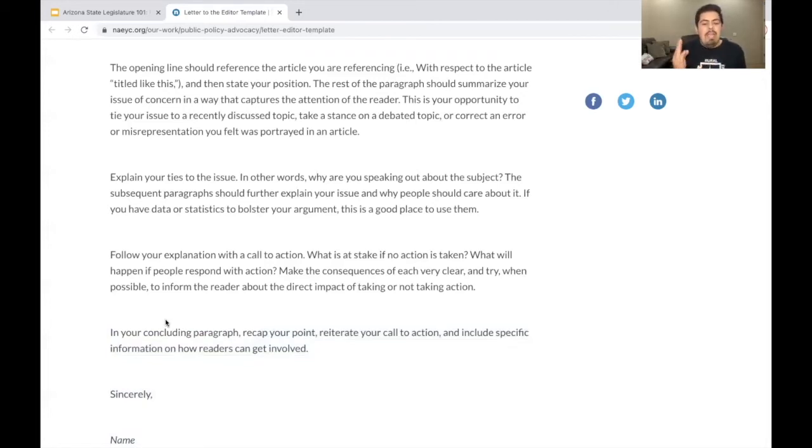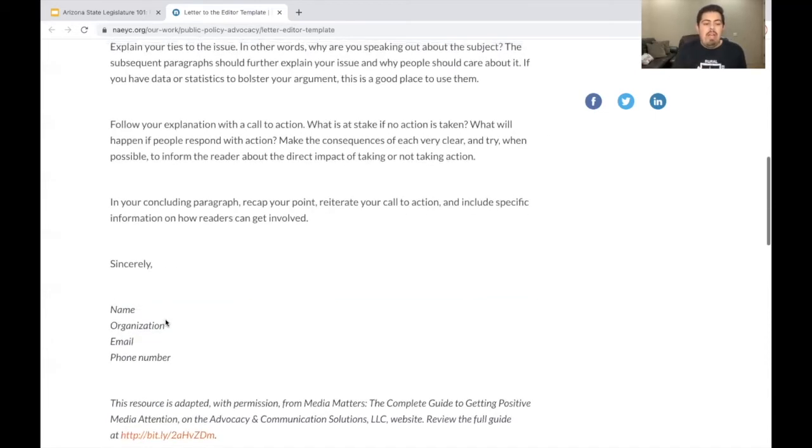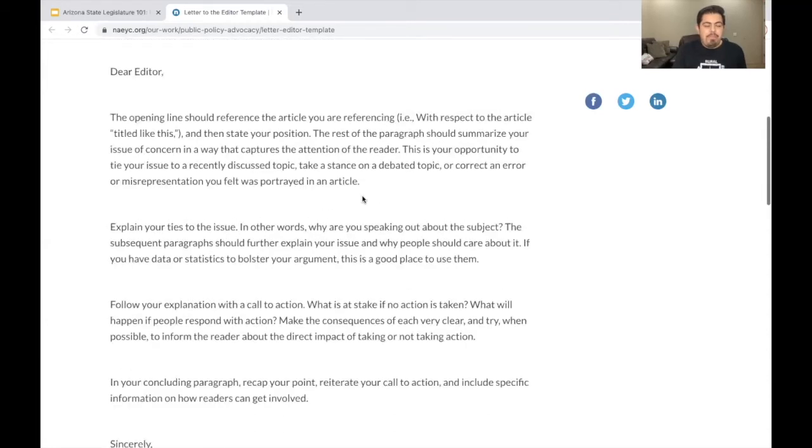And then in the last little sentence, in your concluding paragraph, recap your point, reiterate your call to action, and include specific information on how readers can get involved. And then you'll write sincerely and then your information.